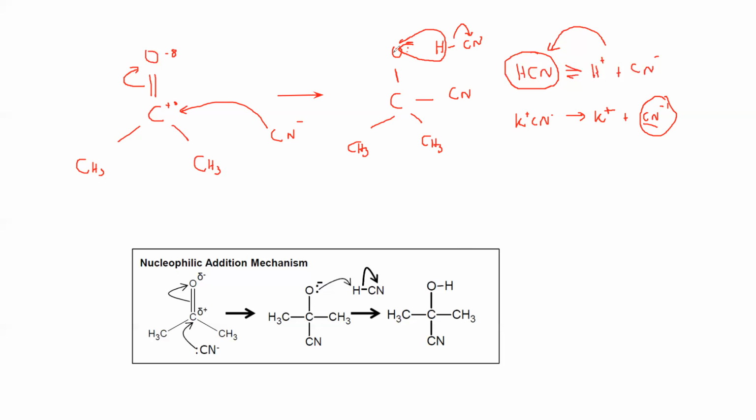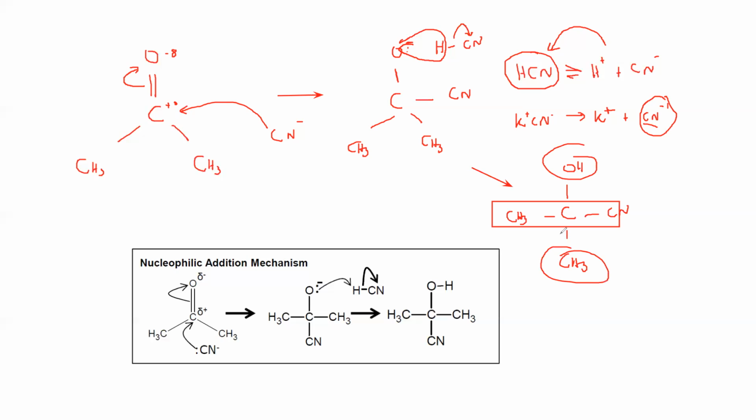So as a result, what will be the final product? It will be OH, CN, CH3, and CH3. Then how to name this? We select the longest carbon chain, which is 3. At the second position, we have hydroxy and a methyl group. So 2 hydroxy, 2 methyl, and 3 carbons are there, prop, single bond, and due to the CN group it is nitrile. So 2 hydroxy, 2 methyl, propanenitrile.